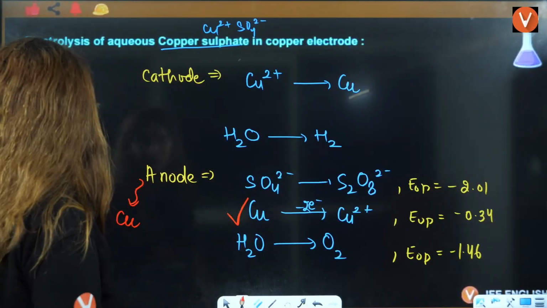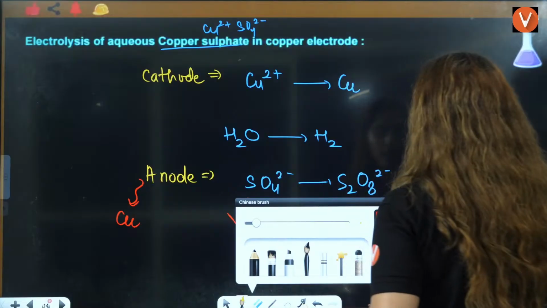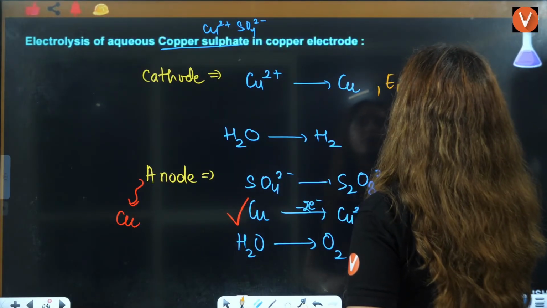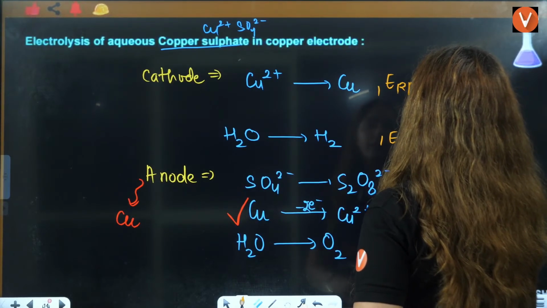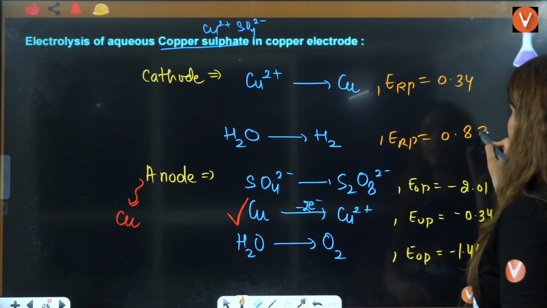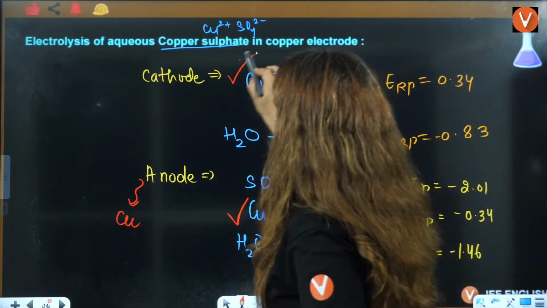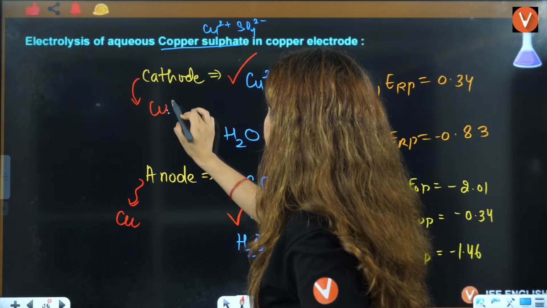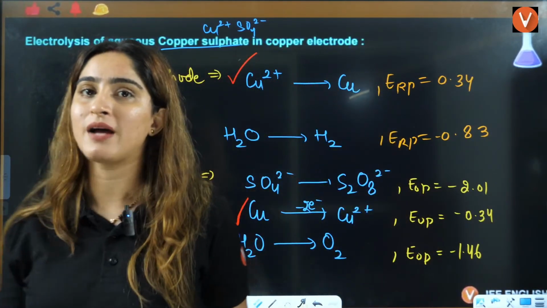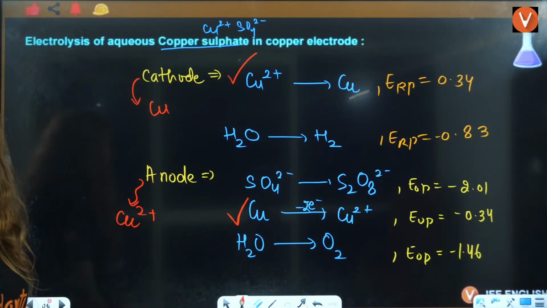If you remember this, okay, chalo pehle let's talk about this one, right? Here you have reduction potential is 0.34. Here reduction potential is minus 0.83. So definitely this is going to be the winner. So here also you will have copper, right? Here also you will have copper ions that are liberated, right? And here you will have copper.